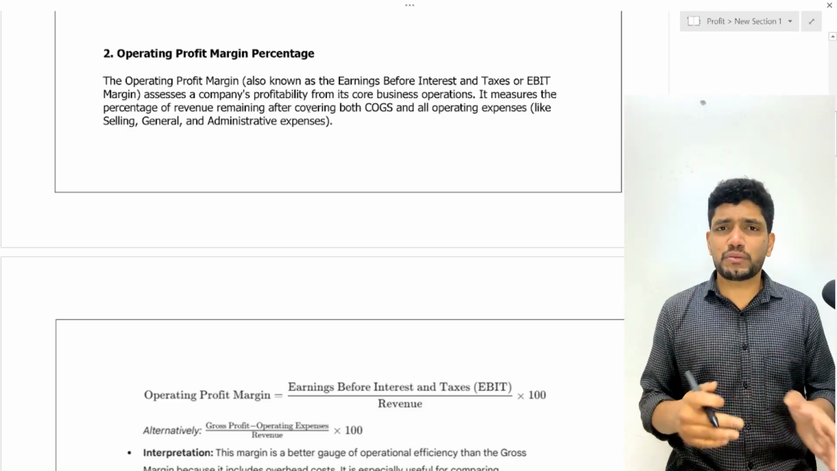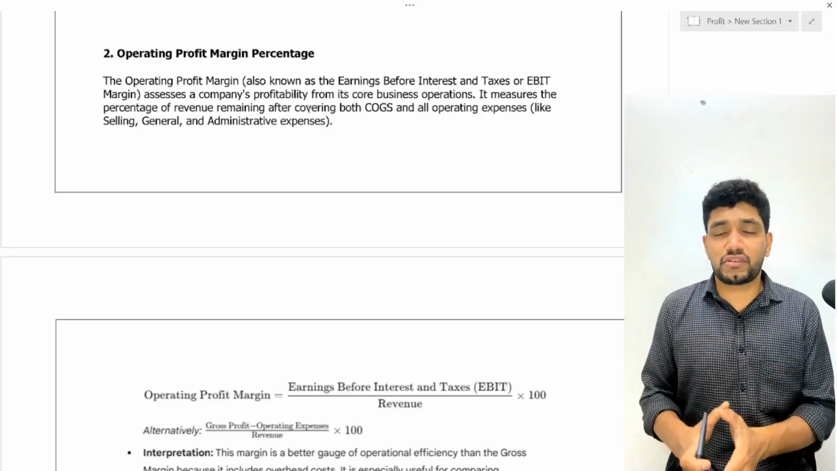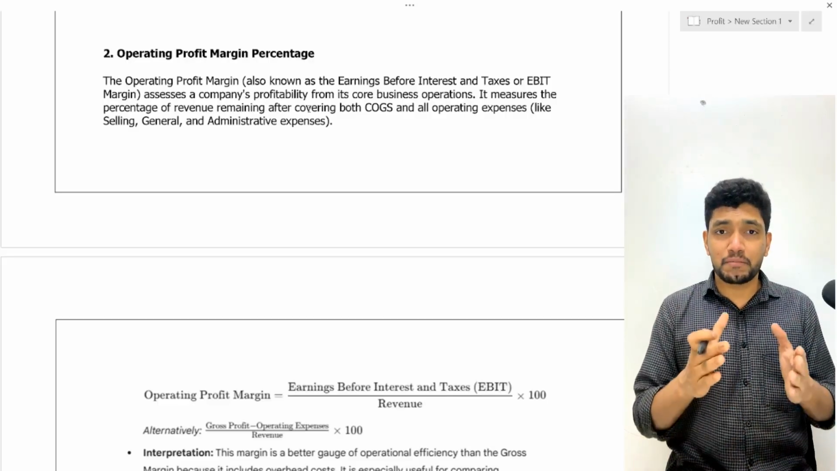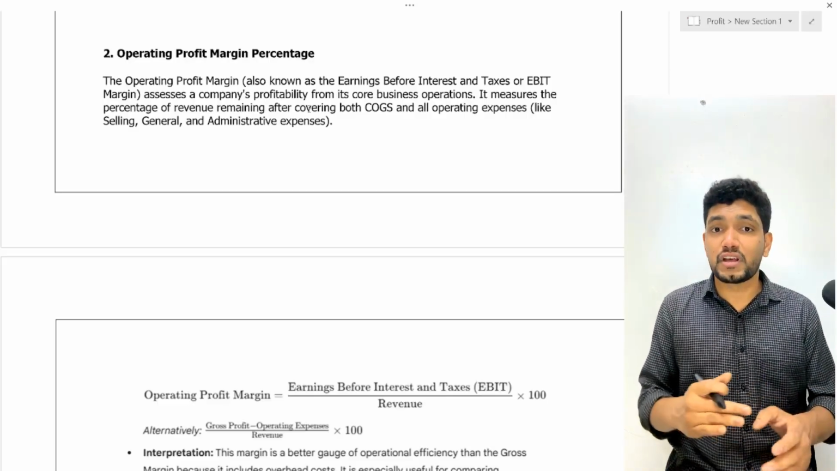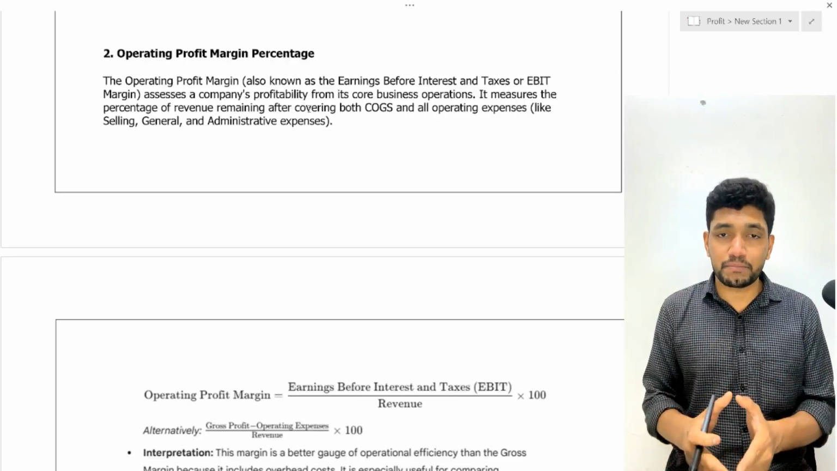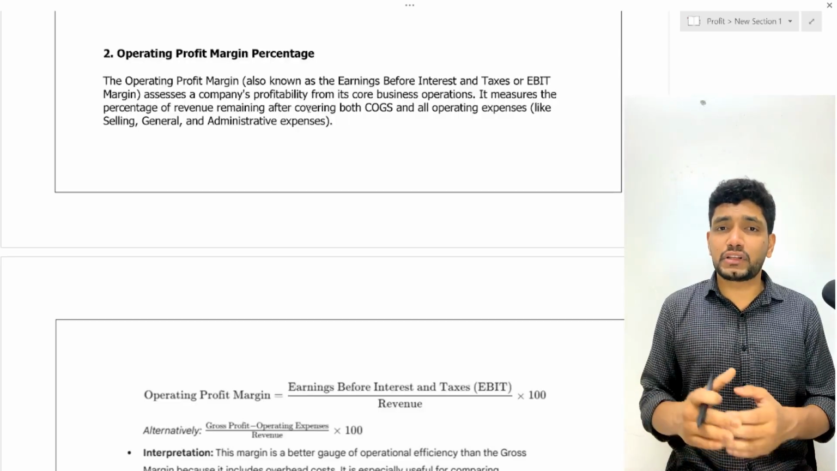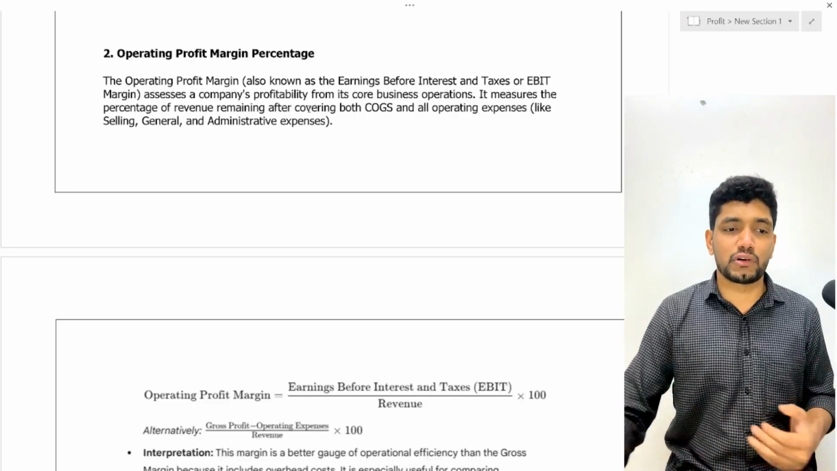So the operating profit margin ratio compares a company's operating profit with its sales to see how effectively the company is managing its operational expenses, and also how the company is retaining its GP percentage, or GP ratio, relative to its sales and cost of goods sold.